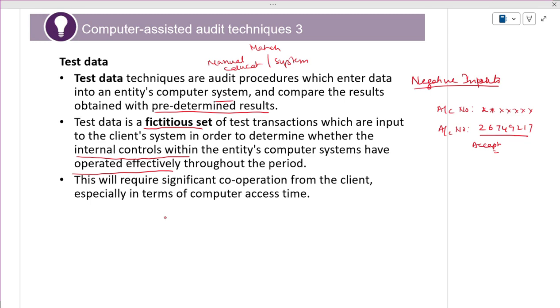We are giving dummy data, fictitious data, or wrong data to know whether internal controls operate effectively or not. If they reject the fictitious set of information, then it is acceptable. But if it accepts it, there are no controls, and then the internal controls are ineffective. Understand? Are you clear about this?